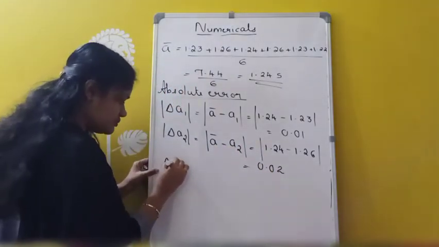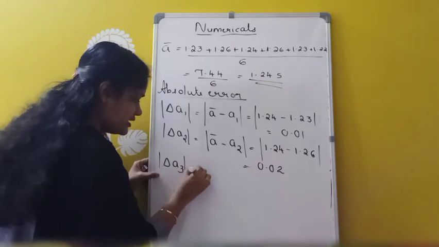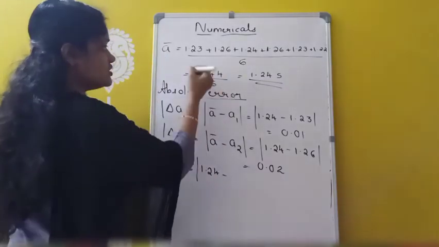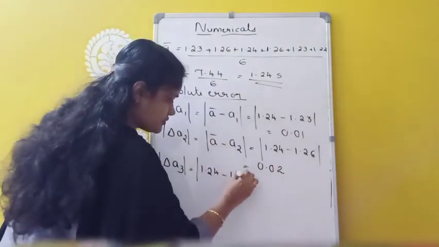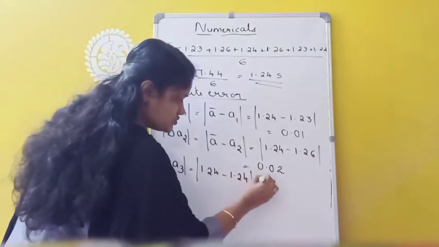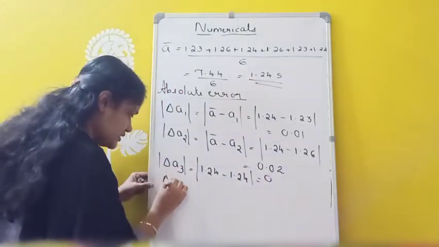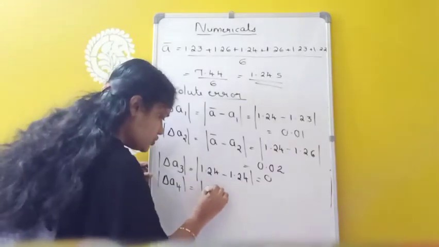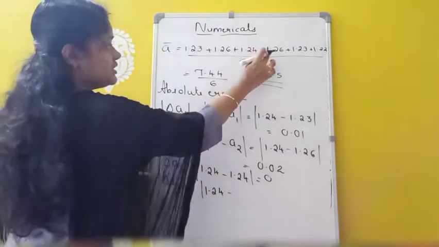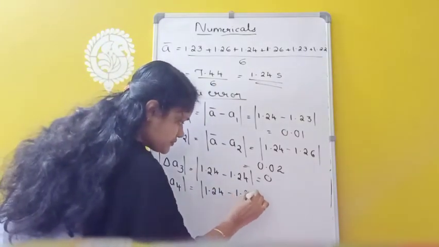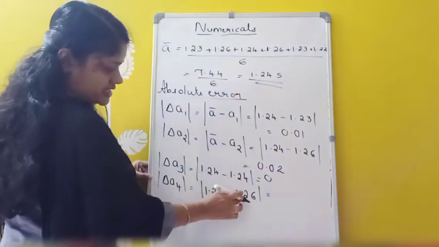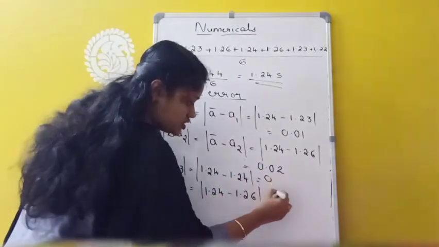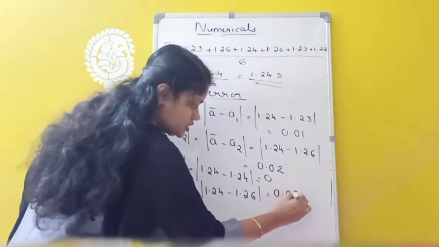Similarly, we find the absolute error in the measurement of the third value, delta A3, equals the true value 1.24 minus the measured third value 1.24. So the answer is 0. Similarly we find delta A4 equals the true value 1.24 minus the measured value 1.26. Here also it is minus 0.02, but we are taking only the modulus value, so it comes out as positive 0.02.